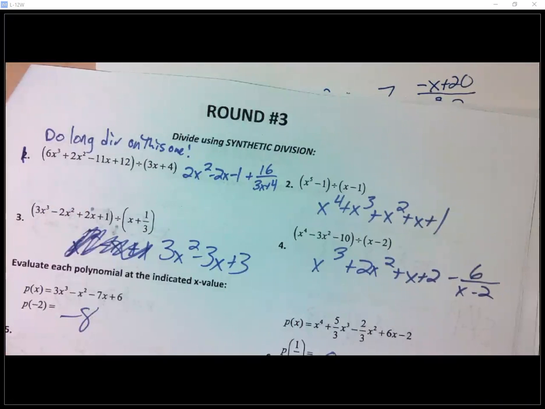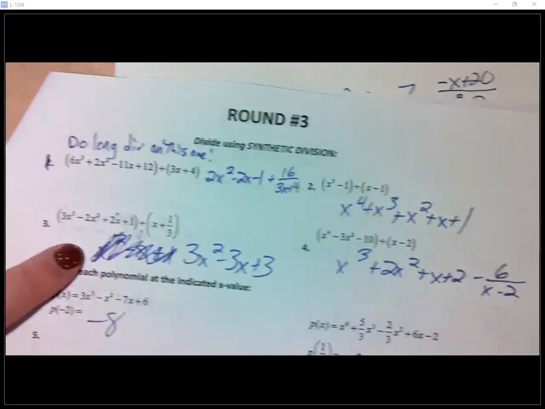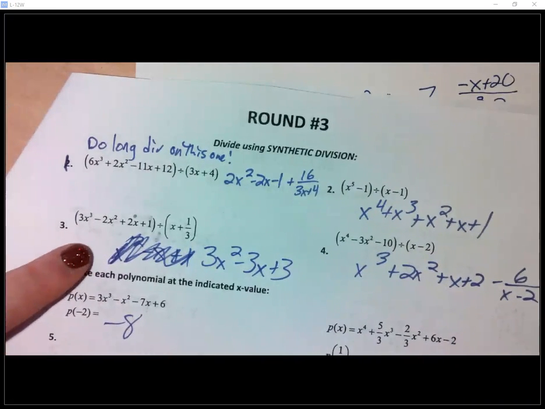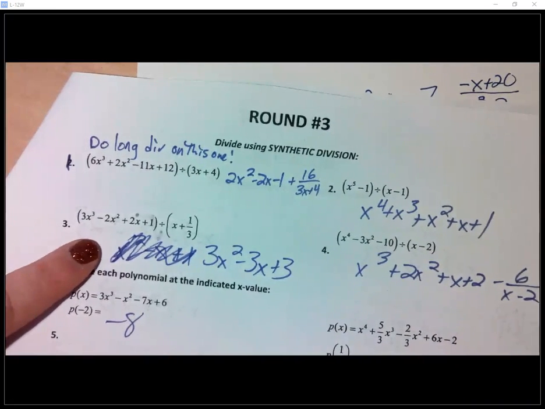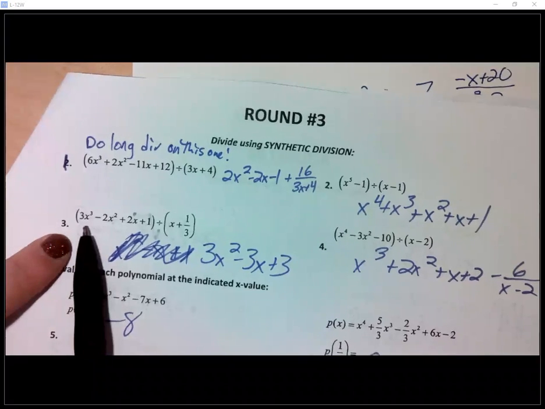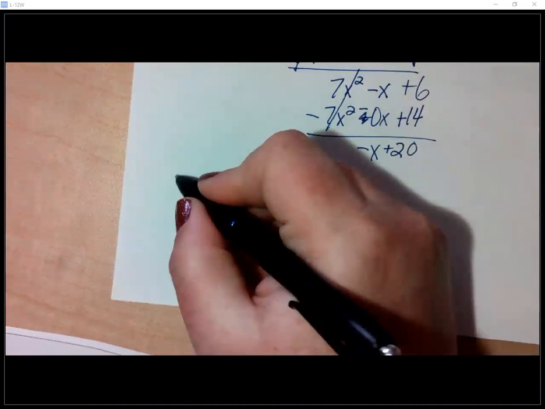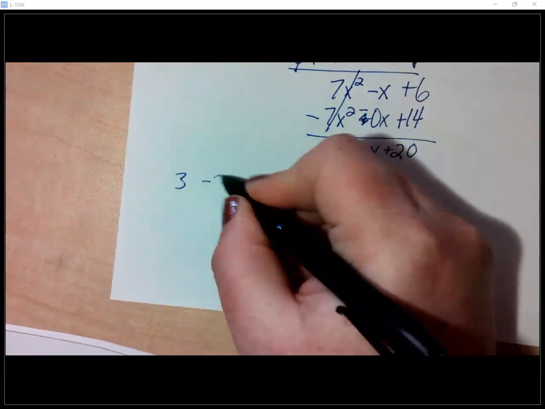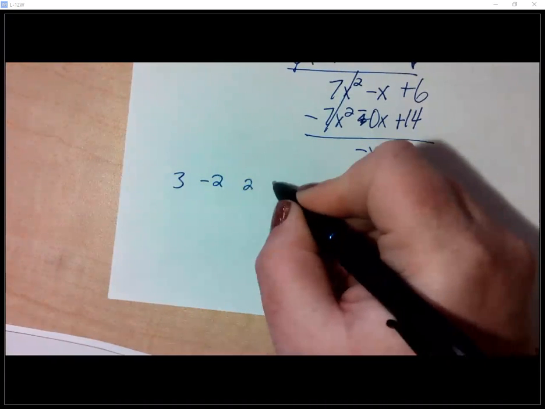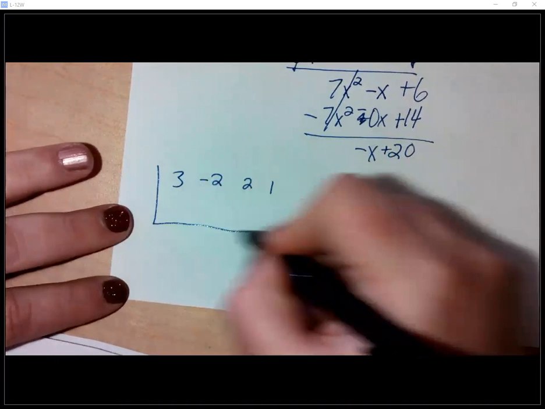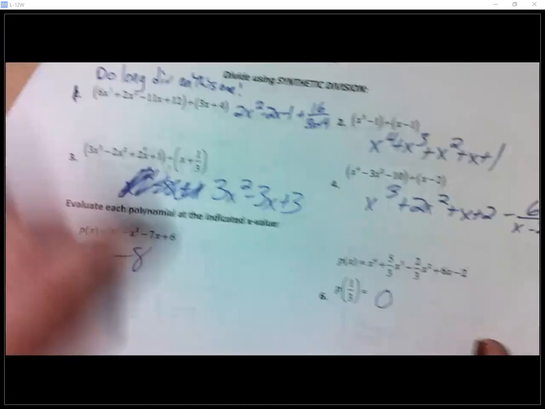All right, so number 3 here. Let's drop down our coefficients. Let's first make sure we don't need any zeros. 3, 2, 1, none. Okay, so our coefficients are 3, -2, 2, and 1. And then it wants me to divide by x plus 1/3.